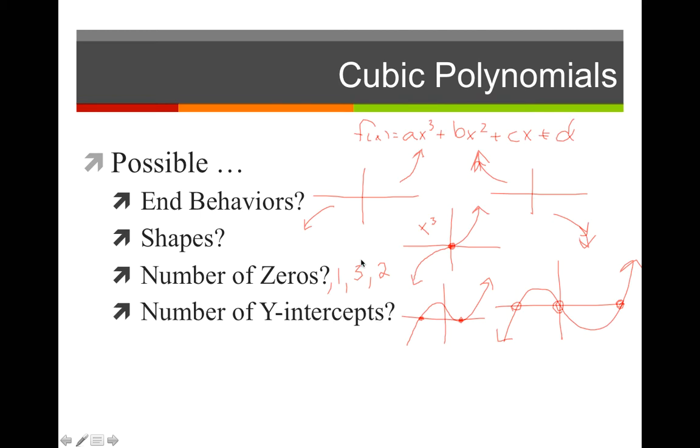And the number of y-intercepts, that's always 1. You can only ever have one y-intercept. You can't have more than one. And you can't have 0 either. There's no possible way for these to have 0 y-intercepts.